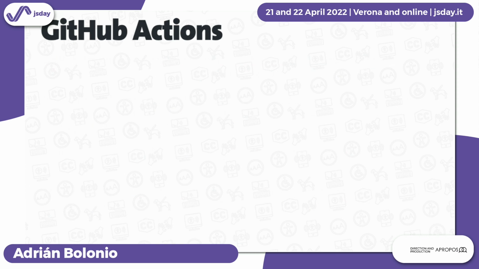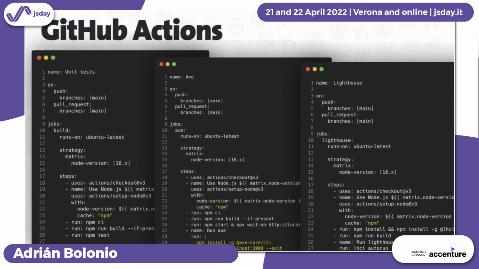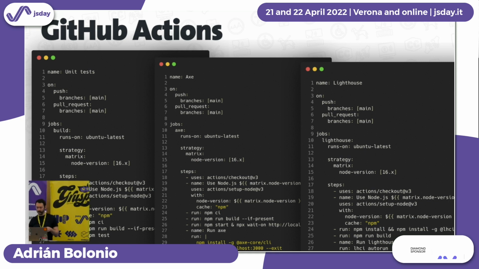In this case, I wrote one GitHub action per tool that I showed you. So unit test, Axe, Pa11y, and Lighthouse. The Pa11y one is not here because it's exactly the same as the Axe, just changing the last command. And what is this GitHub action doing? In lines between 3 and 8, you can see that I want these GitHub actions to run every time that I push to main or I make a pull request to main.